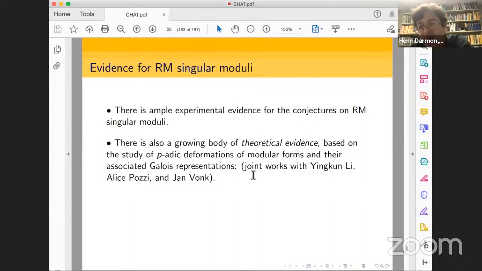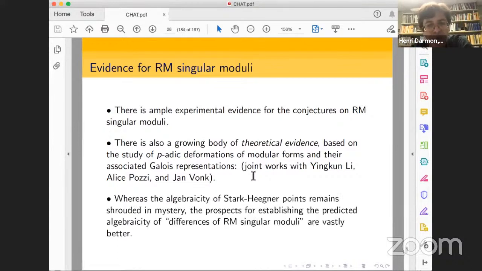But in contrast with the notion of Stark-Heegner points, here there's a growing body of theoretical evidence about the algebraicity of these singular moduli. And that's again based on the same tool, I mean, the study of p-adic deformations of modular forms. And so there are some ongoing projects, some works that are already finished with Alice Pozzi and Jan Vonk, and some other ongoing projects that seek to prove this algebraicity in more and more general settings. So whereas these Stark-Heegner points are very much still very mysterious, we see bright prospects for proving the algebraicity of these differences of singular moduli.